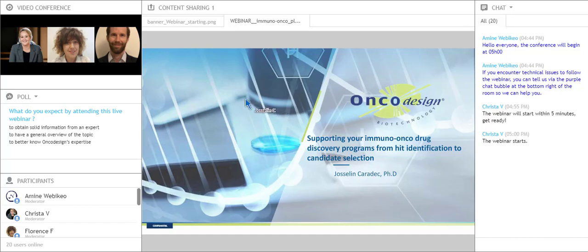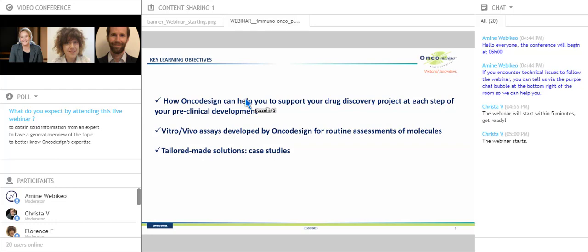So today, the aim of this presentation is to show you how Oncodesign can help you to support your drug discovery project. At every step of your preclinical development, I will try to emphasize some in vitro and in vivo assays we have developed in-house to routinely assess your compounds, whatever they are. And of course, I will also explain to you what our capacity is through examples of customized assays.